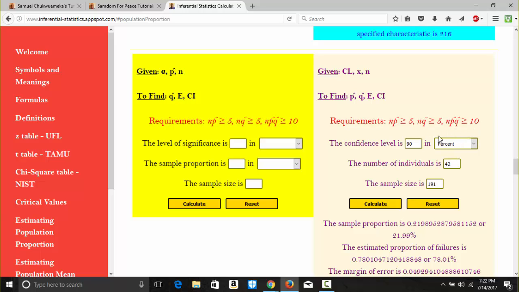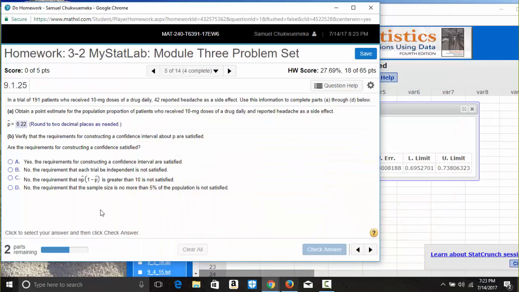Okay, there are also 2 more. The sample size should be less than 5% of the population size. Okay, that's another requirement. So with this question, let's verify whether the requirements are satisfied.